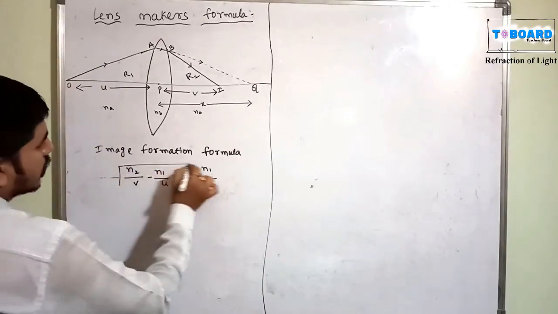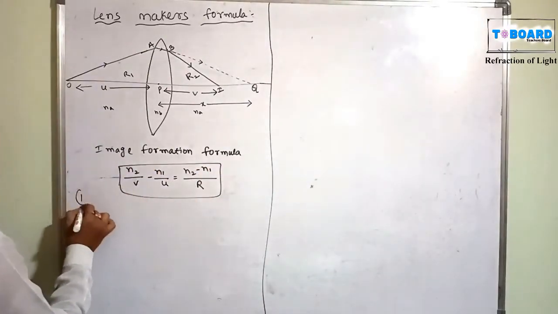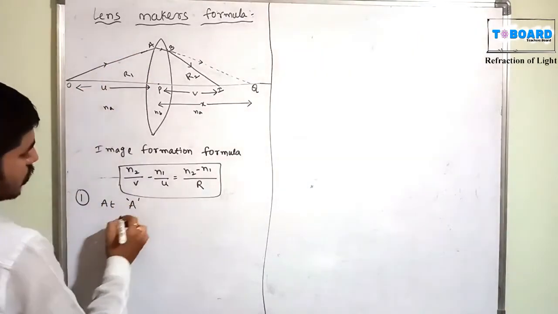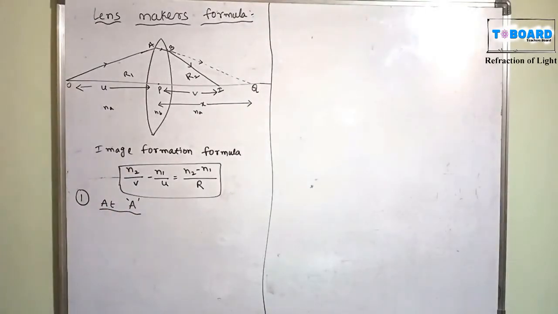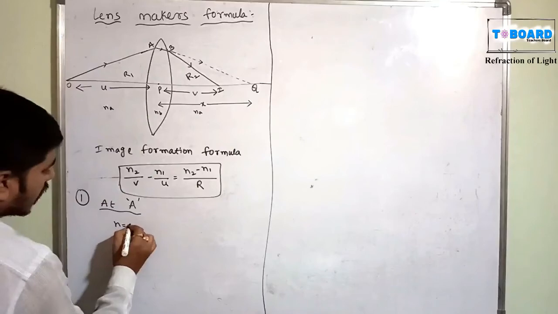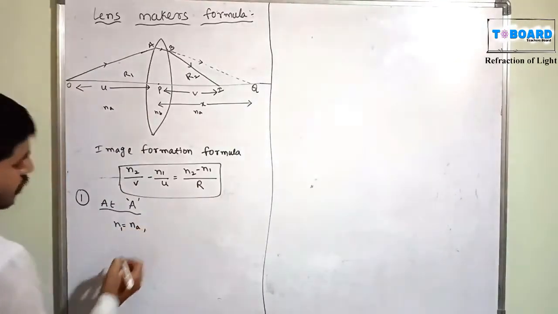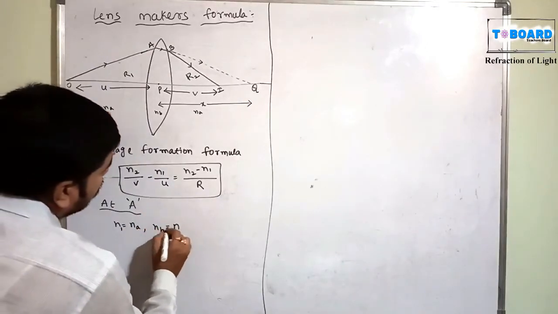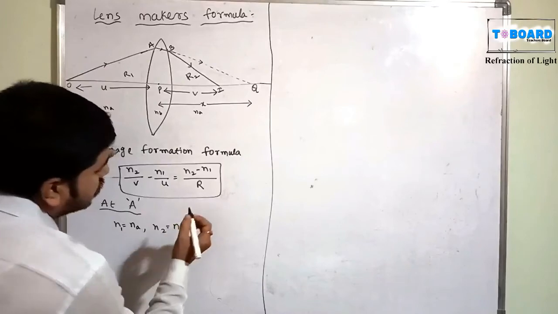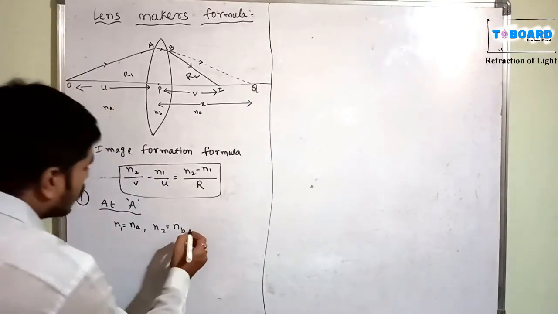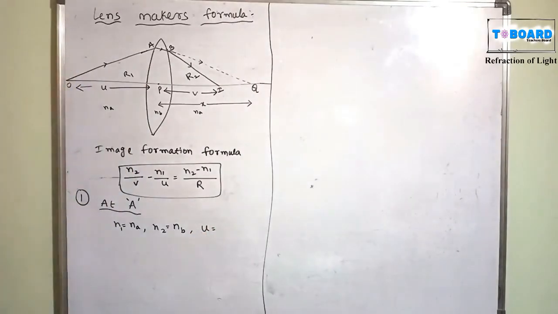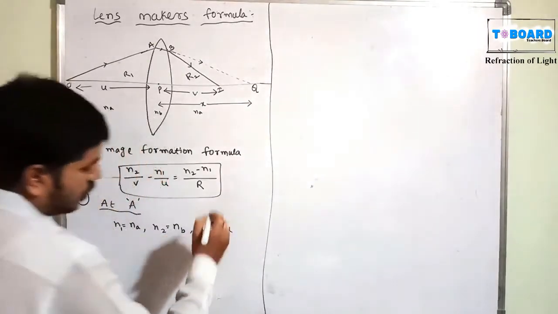So the first situation I am going to write is at position A. Now I am going to consider the N values: the first medium N1 is equal to NA, and N2 is equal to NB. Clear? The object distance is U only, but it should be negative U.